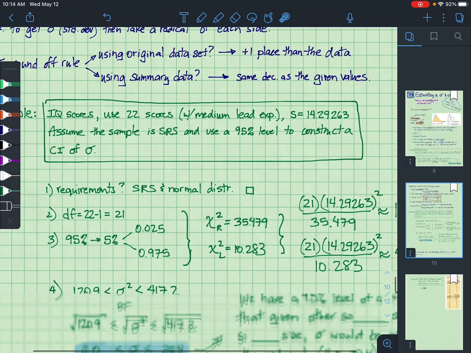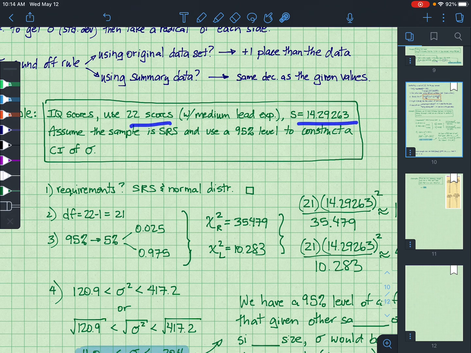So here we go. IQ scores, bam, standard deviation. Assume we have a 95% level that we're under, and simple random sampling, construct, bam. Our confidence interval for, pay attention, this is the standard deviation. All right. Item number 1, does it meet all the requirements? Yes. This is a normal distribution, and it's a simple random sampling. Number 2, degrees of freedom, 21.